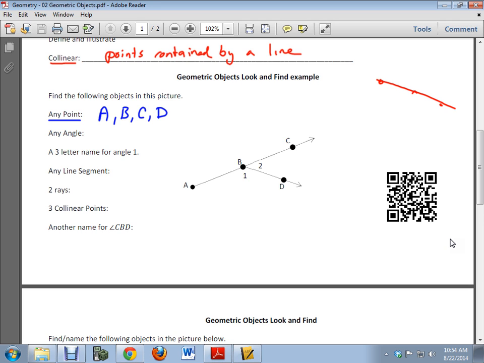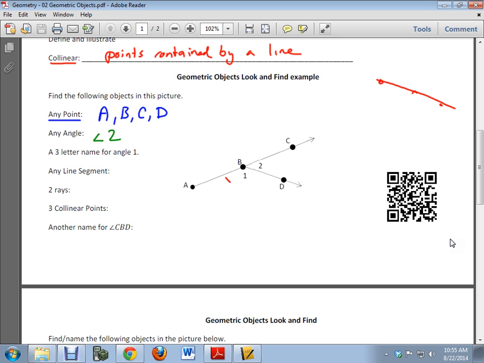Likewise, it says find any angle. Okay, well there are several angles in this picture as well. You just got to pick one of them. So I'm going to talk about this angle here. We'll call that angle 2 because it's easier to write angle 2. You could use the letters if you would like. That's a pretty simple answer. The next thing that it asks me to talk about is a 3-letter name for angle 1.